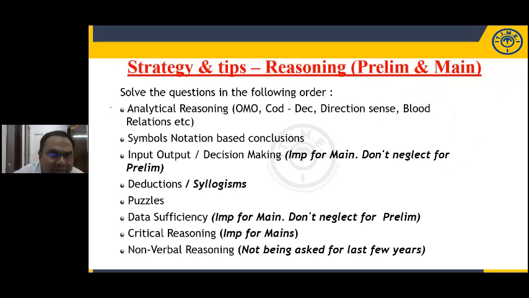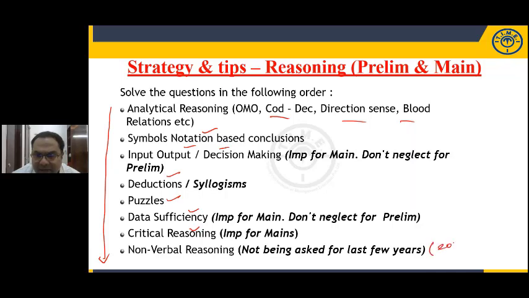Solve in this order. This is the order which we recommend to students. Start with coding, decoding, direction sense, blood relations, then do symbols notations, input, output, decision making, deductions, puzzles, data sufficiency, critical reasoning. See, non-verbal reasoning has not been asked. It last appeared in the year 2012. In the last decade, there are no questions. But if you are preparing for SSC and railway exams, this is important.